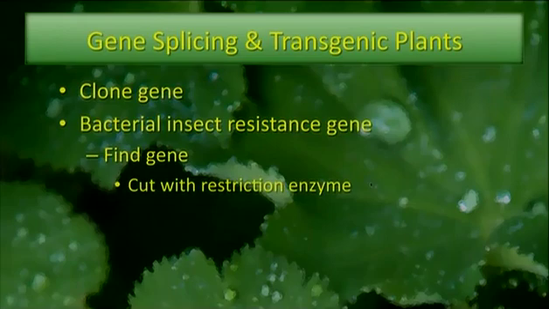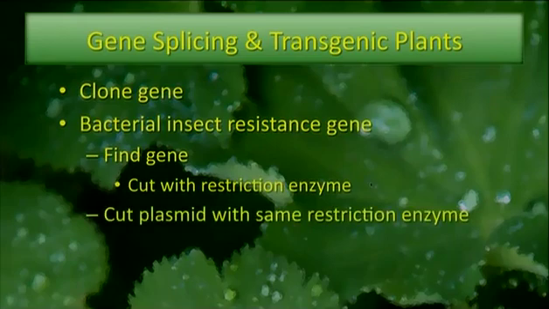Then you also cut a plasmid with the same restriction enzyme. A plasmid is a small circular piece of DNA that exists separately from the bacterial chromosome. It can also reproduce separately from the bacterial chromosome. Then you mix them together. You mix the gene with the plasmid. Then the sticky ends will join, making recombinant DNA.